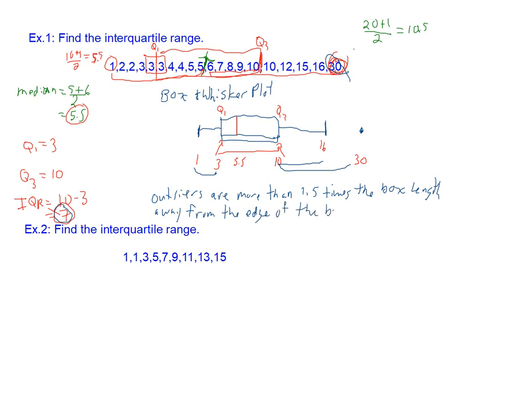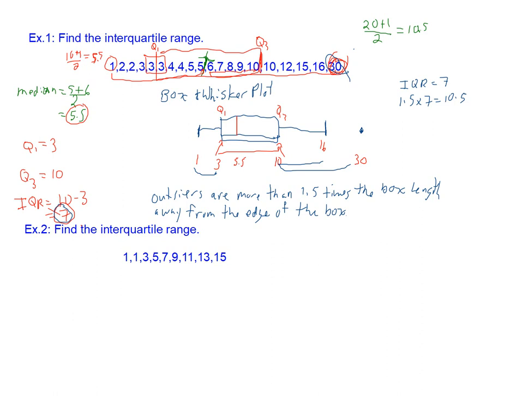And if we wanted to sort of get more technical with our definition, anything more than 1.5 times the interquartile range away from Q1 or Q3 is considered to be an outlier. So in our case, the interquartile range was equal to 7, so that's the length of the box. 1.5 times 7 is equal to 10.5.